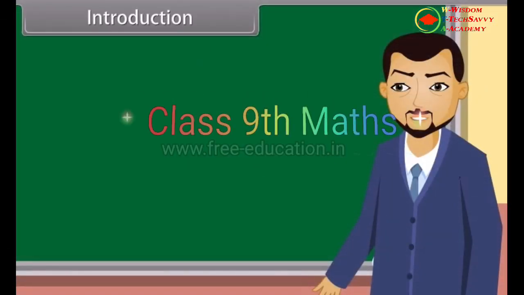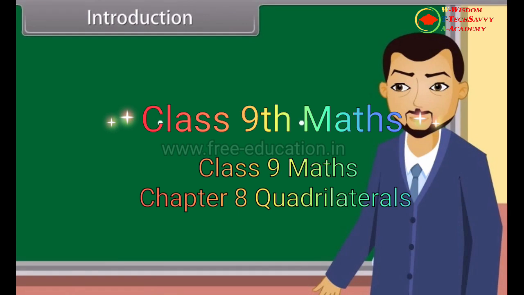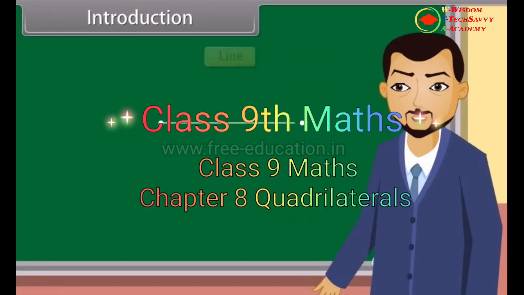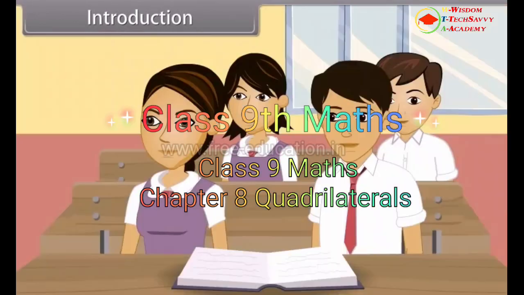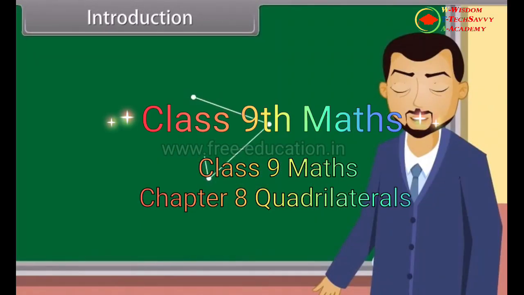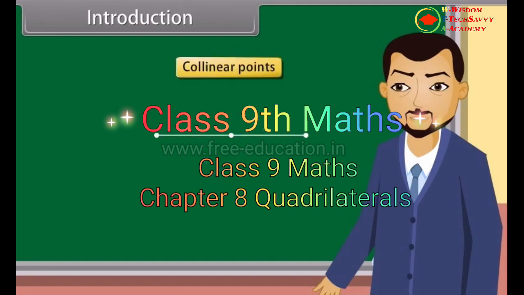Students, can you tell what we get when we join 2 points? A line. Yes, we get a line when we join 2 points. And what do we get when we join 3 points? A triangle. Yes, we get a triangle. We also get collinear points.